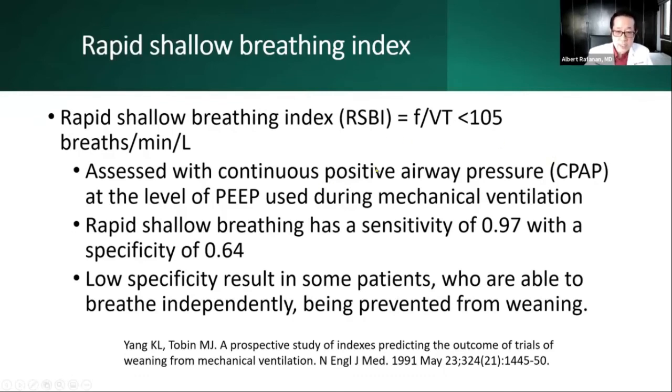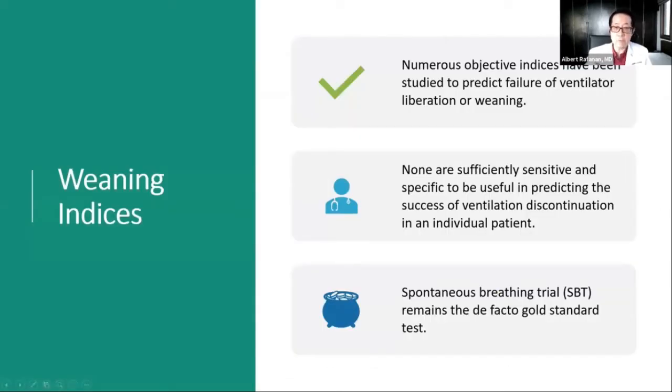It is assessed with continuous positive airway pressure, a level of PEEP used during mechanical ventilation. The rapid shallow breathing index was discovered by Yang and Tobin. Yang was actually a Taiwanese immigrant, and Tobin is his mentor, still alive at Loyola. It has a sensitivity of 0.97 and a specificity of 0.64. The low specificity means that even if your rapid shallow breathing index fails, some patients will still be able to be extubated.